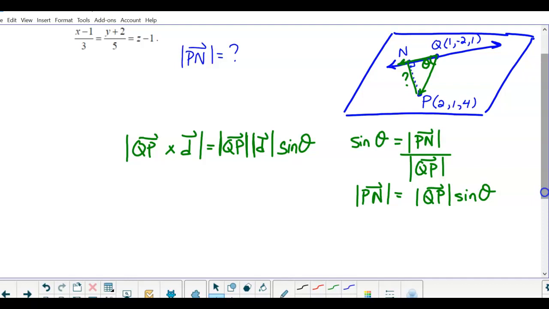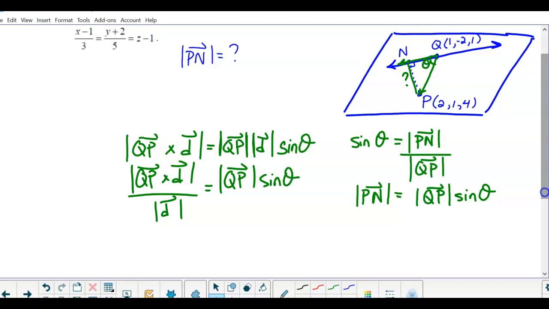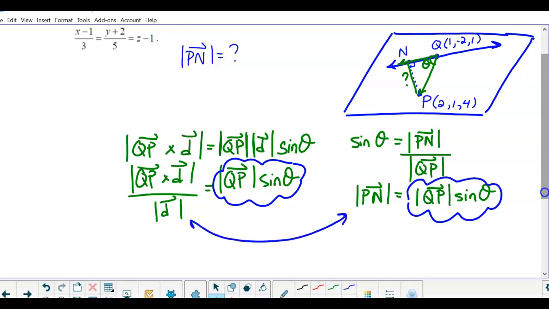So if we solve for 2p sine theta, we divide by d. And then we got these equal to each other, right? So that must mean that these are equal to each other.